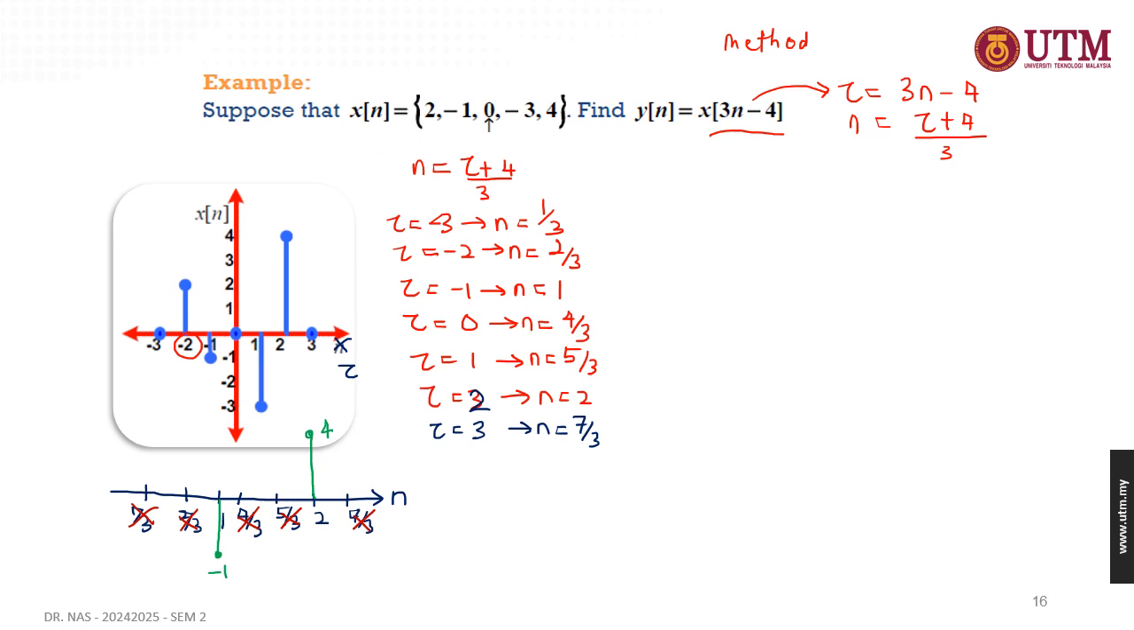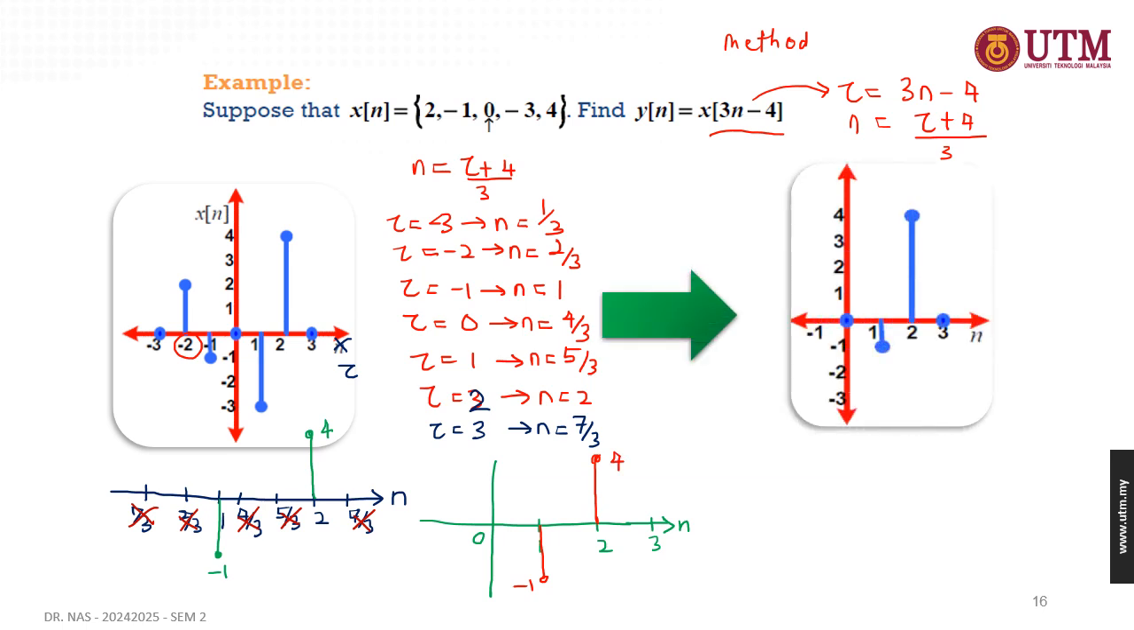Then you need to draw it nicely. You don't have negative values, so it's 0, 1, 2, 3, and so on. This is your n. So you have at 1 the signal is -1, and then at 2 you have the amplitude of 4. Let's compare. There you are, you have the final signal. That's it for discrete time signal operation.